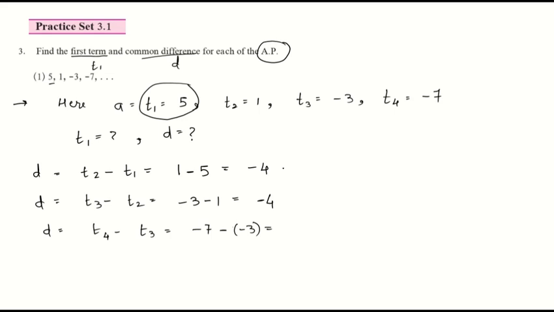Now find the difference again. T4 minus T3 is equal to, T4 is minus 7 minus T3 is minus 3. So this is minus 7, minus into minus is plus 3. So minus into plus is minus, 7 minus 3 is 4, sign of the bigger number. Therefore T1 is 5 and the common difference is minus 4. This is the solution.